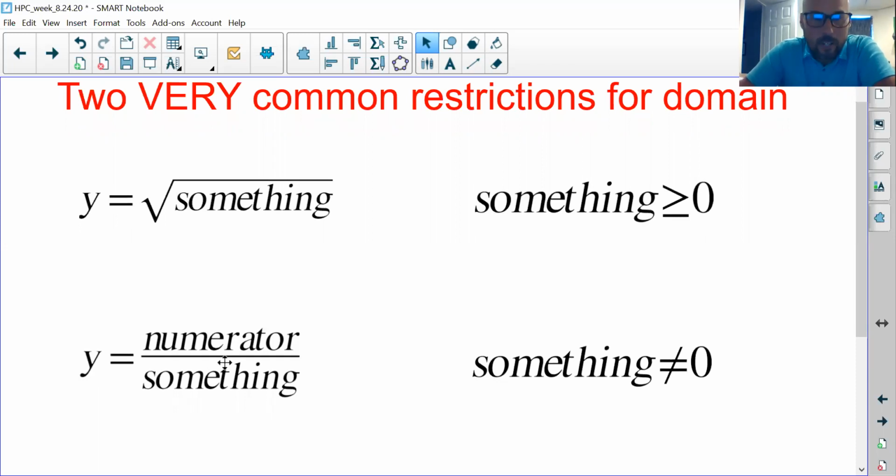Also, we had a fraction. A fraction has a numerator and a denominator, but when you're dividing by something, that something cannot be 0 because we just simply cannot divide by 0. It is undefined.